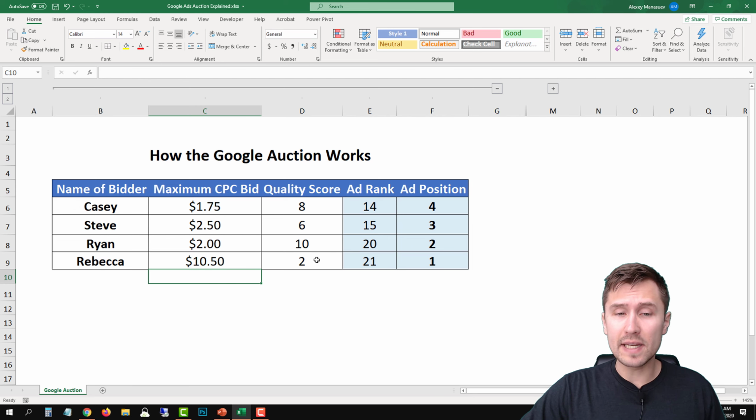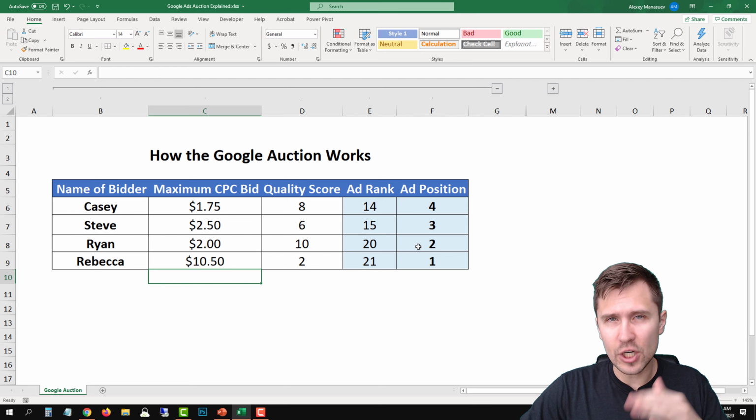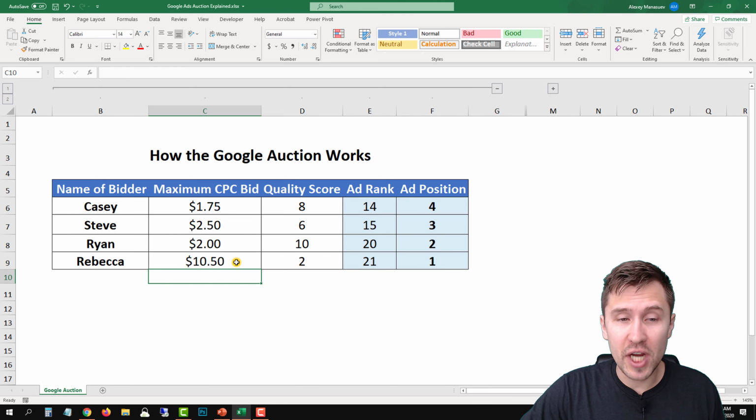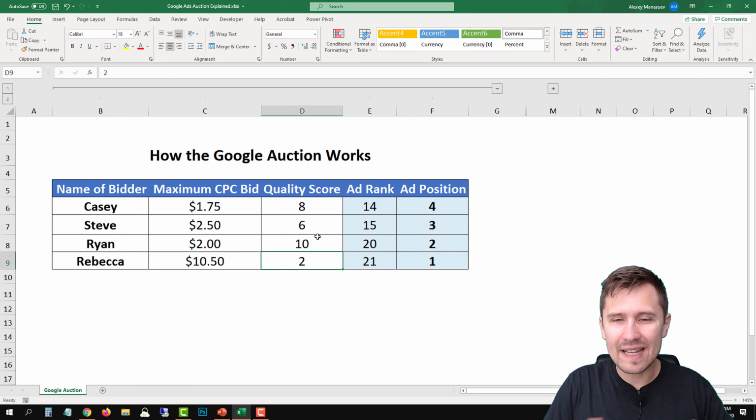So Rebecca's quality score of a 2 now forces her to pay much more for her ads to actually show up. So for her ad to show up first, she has to pay $10.50 because of her low quality score. Whereas Ryan is out there chilling and his quality score is so high that he's still in second place with a $2 bid. So that's how this works, right?